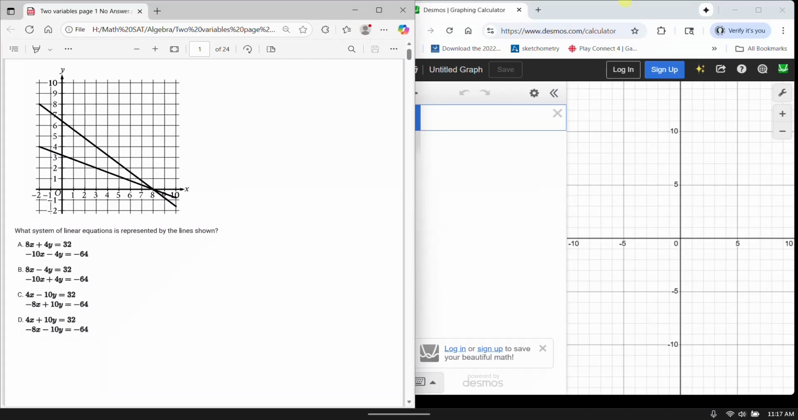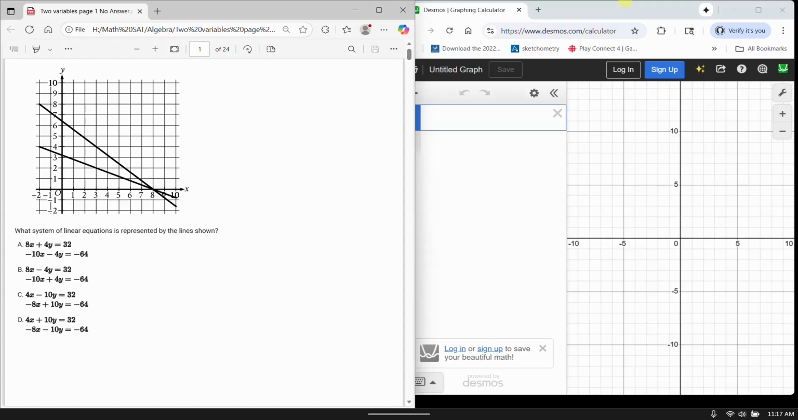These are the questions on the SAT algebra with two variables. Question number one. They provide you the graph and the answer choices A, B, C, D. And the question is: what system of linear equations is represented by the graph?